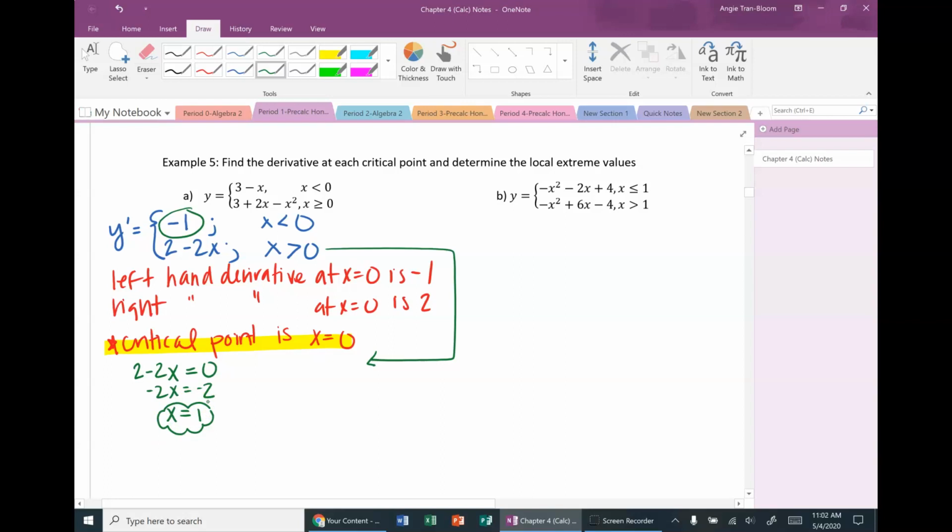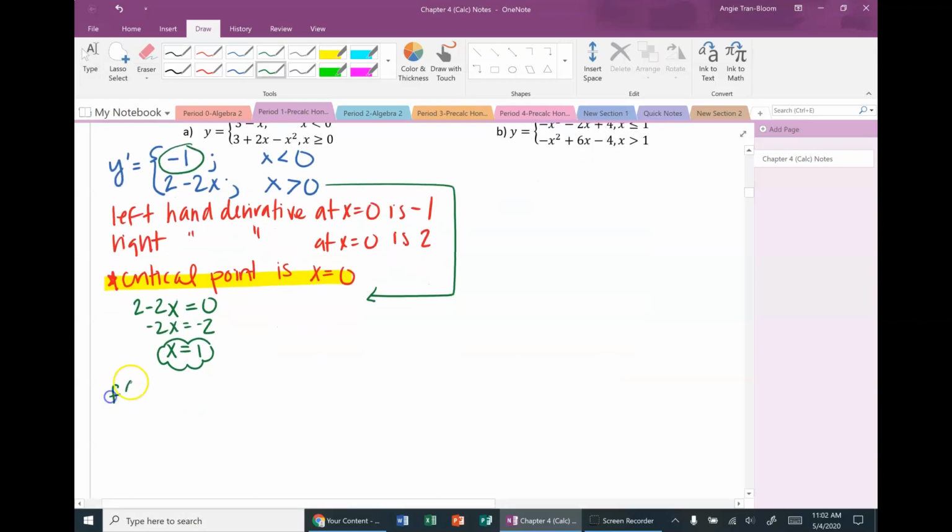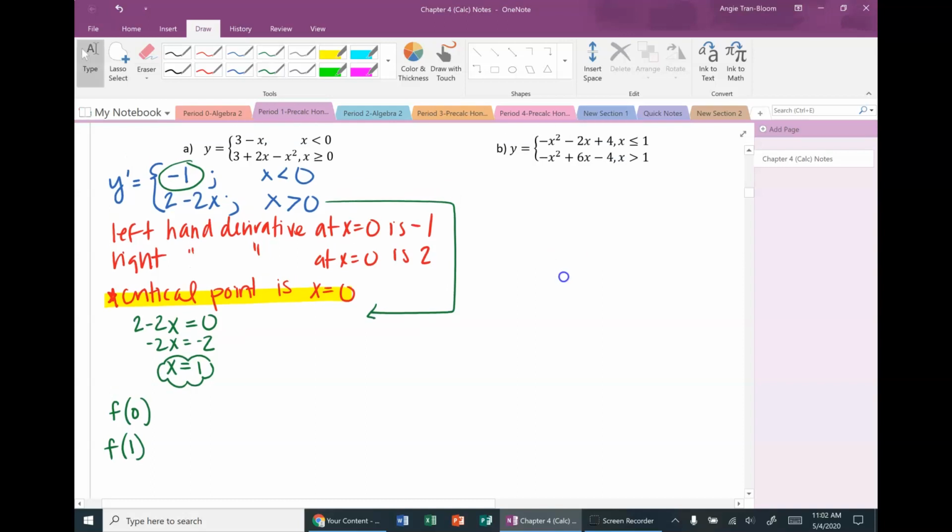Now, normally we would plug in critical points and endpoints. Well, example 5 does not give us an endpoint, so we just have two values to plug in, f of 0 and f of 1. Well, let's go and see. So when x is equal to 0, we have to plug it into the second piece. So f of 0 comes out immediately to be a +3, but that's not too bad. Now, when we plug in x at 1, I have to see what that is. 3 plus 2 times 1 is 2, minus 1 squared is 1, so that's going to give us 4.